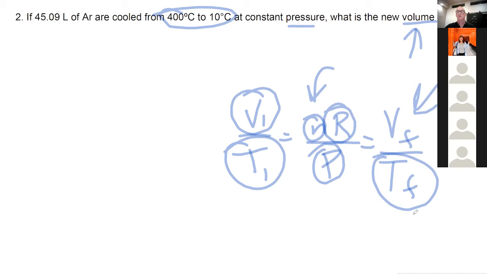But if the pressure is the same and the moles are the same and R is always the same, then we can do this fairly simple relationship. So I have volume 1 divided by temperature 1 equals volume final divided by temperature final.